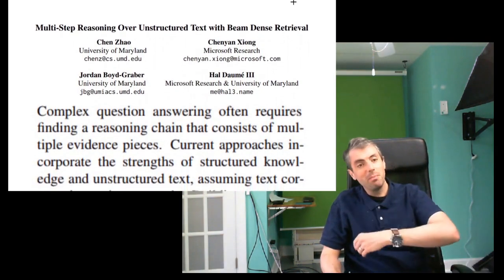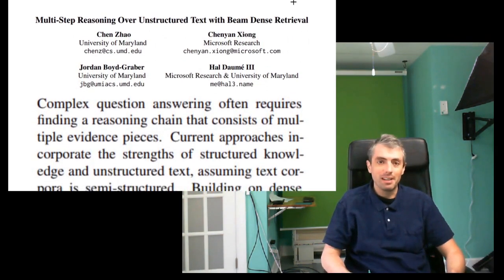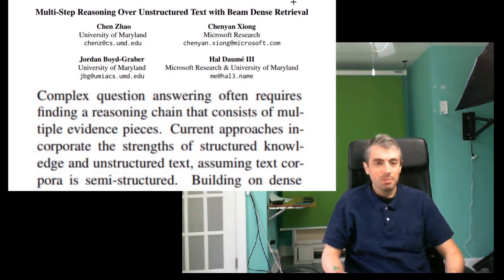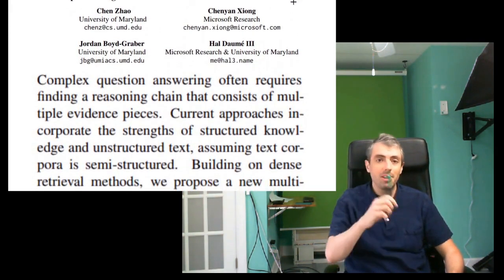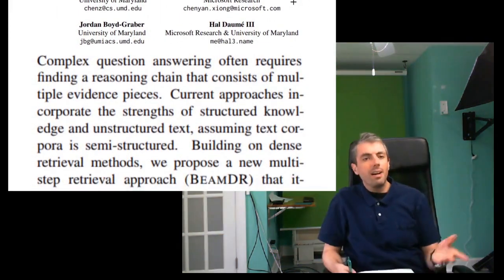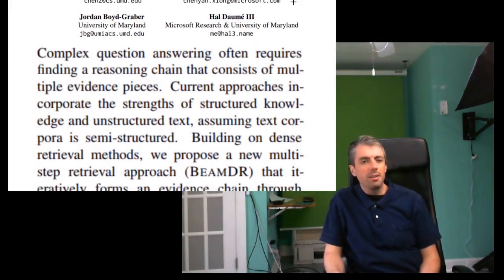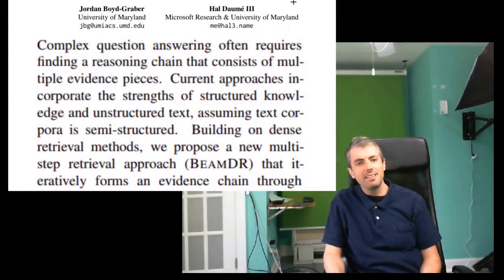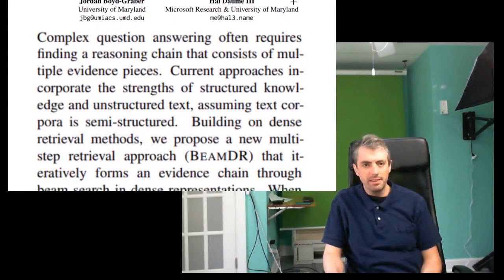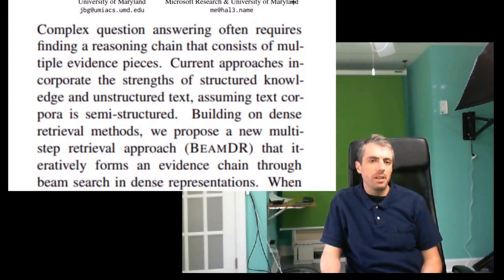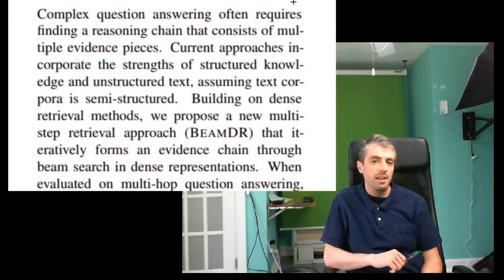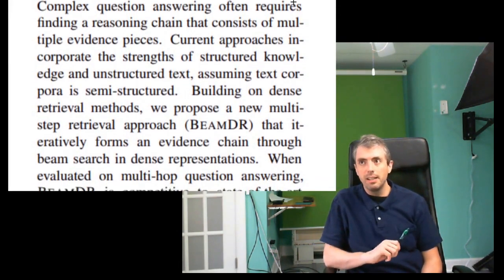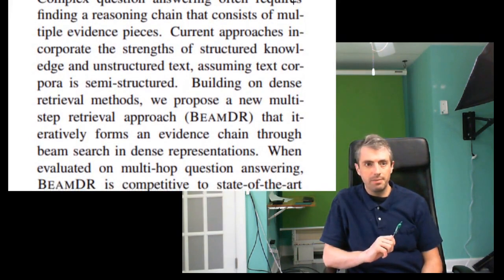So today I'm reading Multi-step Reasoning over Unstructured Text with Beam Dense Retrieval. This is work primarily by my student Chin in collaboration with folks at Microsoft. Complex question answering often requires finding a reasoning chain that consists of multiple evidence pieces. Current approaches incorporate the strengths of structured knowledge and unstructured text, assuming the text corpora is semi-structured.